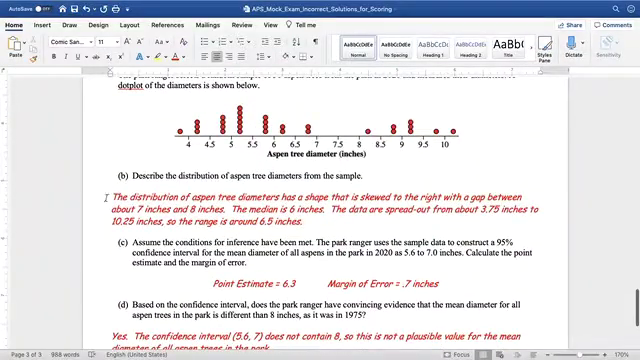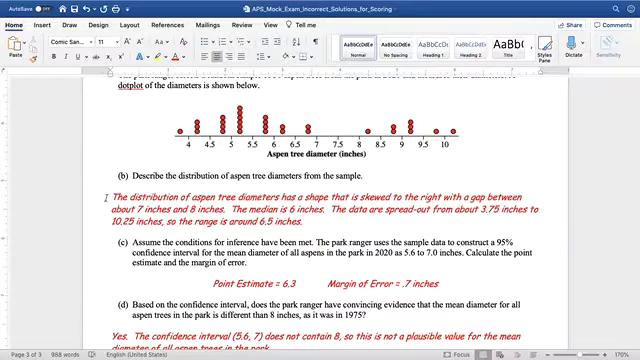Now notice here, I wrote the distribution of aspen tree diameters has a shape that is skewed right with a gap between about 7 inches and 8 inches. And I never mentioned outliers anywhere. So this will not get credit for component number 1. You did not write about the shape components that were most important here.